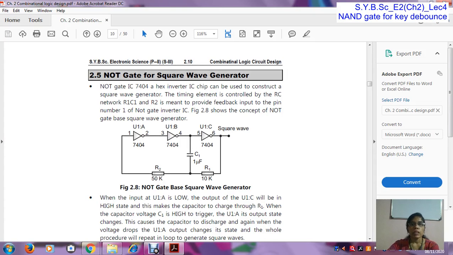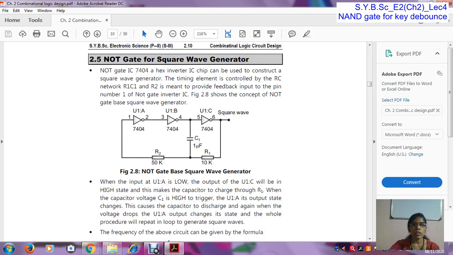Good morning, students. In the previous lecture, we saw the AND gate for frequency measurement and the parity generator checker using the XOR gate. Now, in this lecture, we will see our fourth gate, the NOT gate, for a square wave generator. By using a NOT gate, we can generate a square wave.